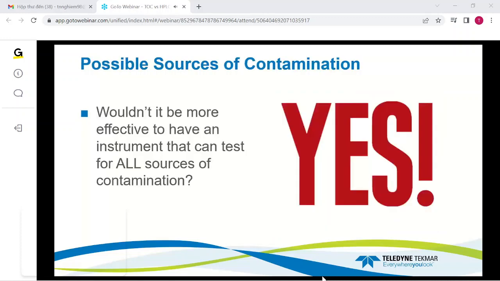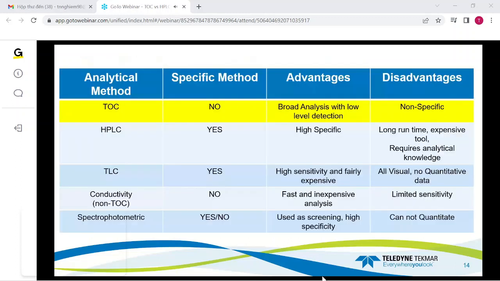which is TOC. So, the big question is, would it be more effective to have an instrument that can test all sources of contamination? Whether it comes from a human error or your cleaning agents or from your active ingredients or even your water. You want to be able to say, yes, I want to have a system that can test for all sorts of contaminations. Well, that's kind of what TOC does. Is it compound specific? No. Can it tell me if it's benzoquinone versus another material in there? No, it cannot. But what it's going to do is it's going to tell me my carbon level.